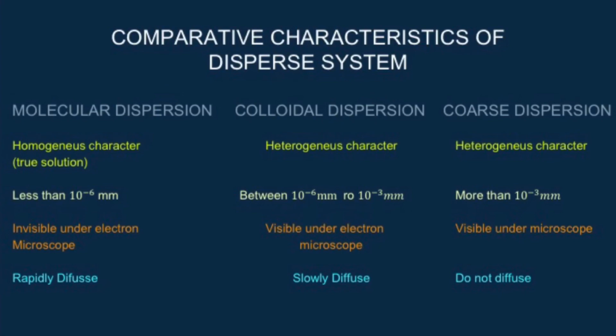And the next one is their diffusion rate. Molecular dispersions are true solutions, and because of very small particle size, they are highly diffusible. They can diffuse very rapidly through a semi-permeable membrane. As we talked about colloidal dispersion, they diffuse at a slower rate, but in case of coarse dispersion, they do not diffuse at all.